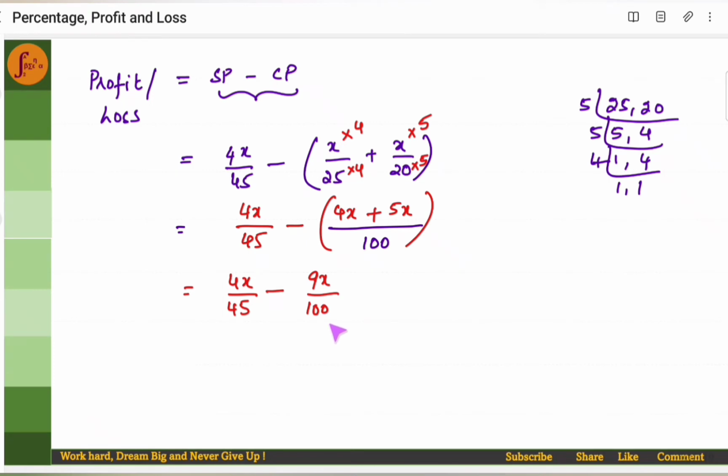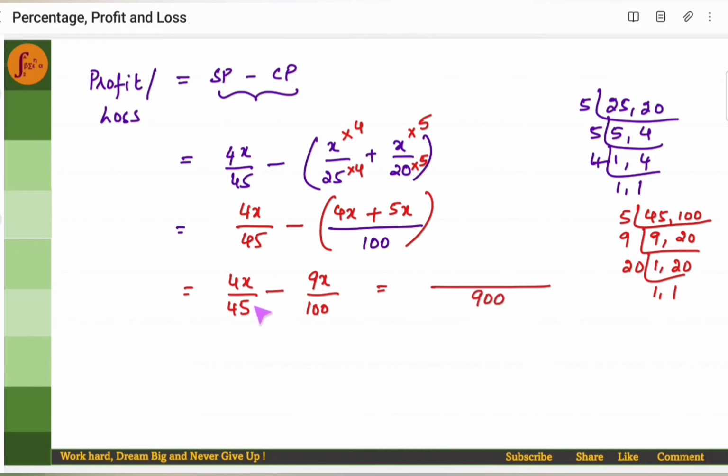Now, let me again take the LCM of 45 and 100. What is the LCM of 45 and 100? So 5 9s are 45, 20 5s are 100. So it's going to be 20 into 5, which is 100, 100 into 9, 900. So 900 is the LCM.